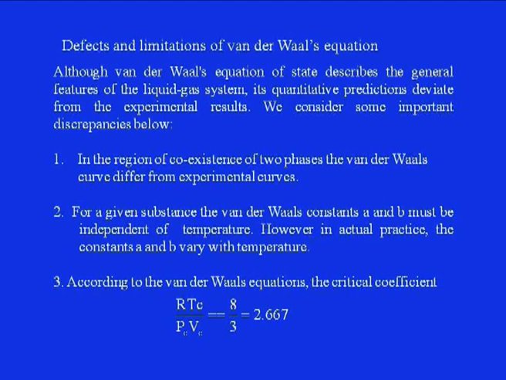whenever water goes to steam, it cannot abruptly change from one phase to the other phase. It will go to some metastable phase, which is known as the coexistence phase, where initially it will be dominated by the water phase, with very little steam phase. As the phase transition proceeds, gradually the steam phase will be more compared to the water, and at the end of the phase transition it will be purely steam phase. So, this phase is known as the coexistence phase, where both phases exist together, and where pressure and temperature remain constant. So, in the region of coexistence of two phases, the van der Waals curve differs from the experimental curve, as we have already seen.